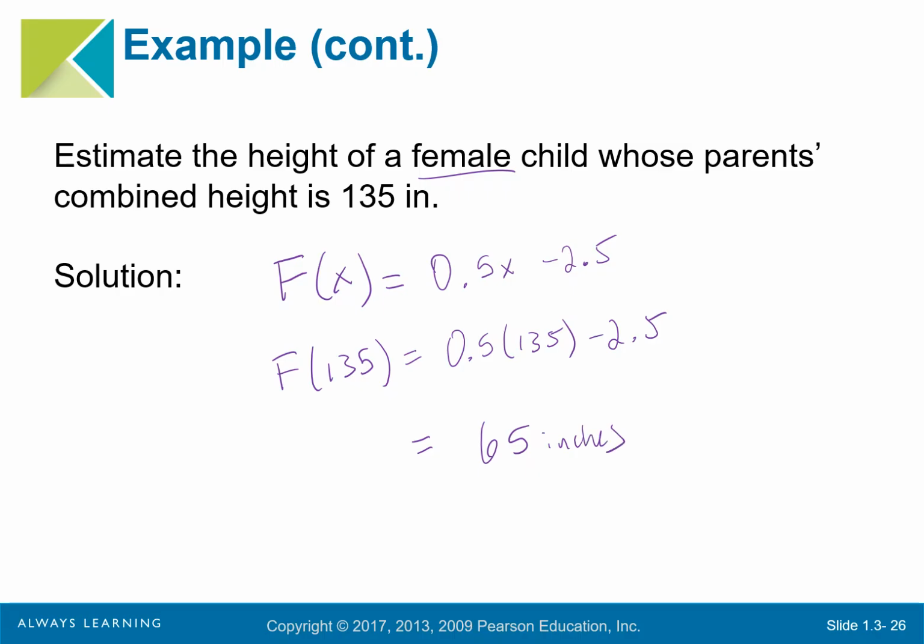So the idea here, the point we're getting at, is that we can use linear equations to actually give us approximations. So we can actually start to relate how different people have related to their parents and combined height, and actually figure out an approximation of what a female child might have for her height.